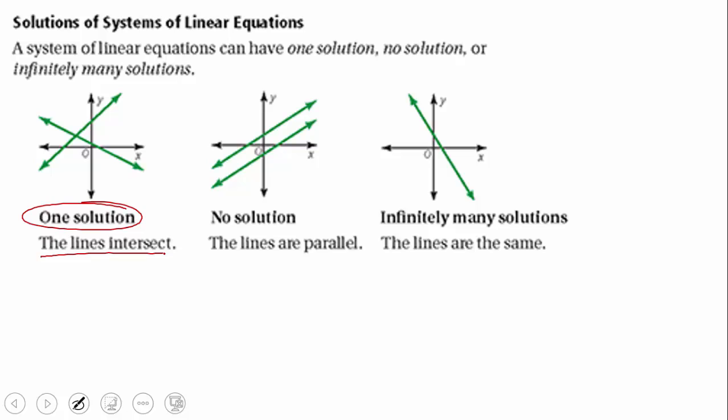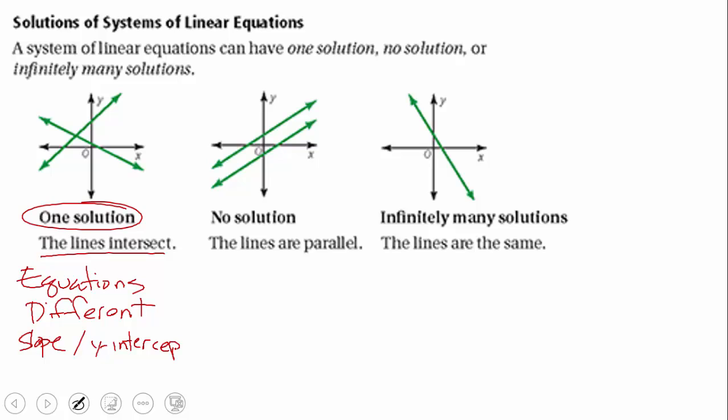In other words, the equations were different. In other words, we have different slopes and we have different y-intercepts. Okay? So the equations are different, which gives us different slopes and different y-intercepts.